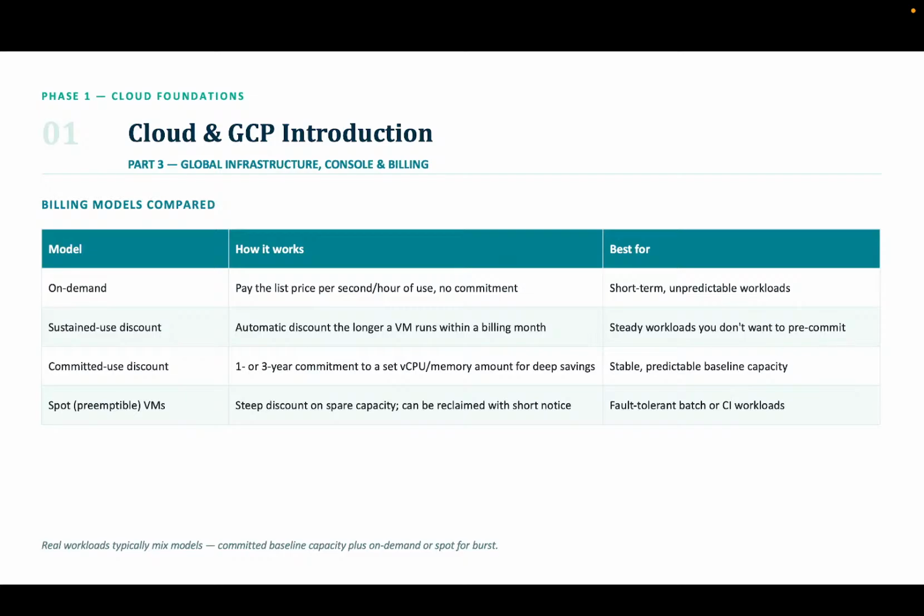So let's say you are having stable workloads or predictable workloads that you are already aiming to use. That's when you will go for committed usage discount. The other one is a spot discount.